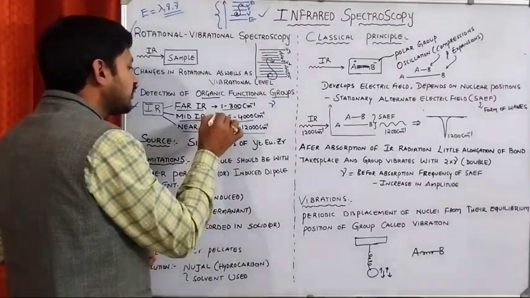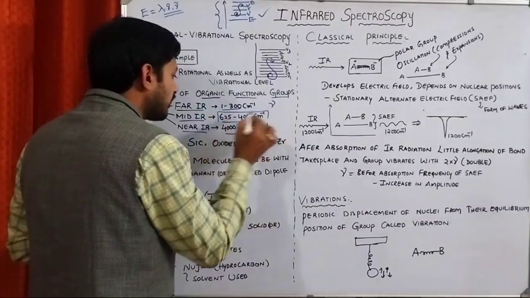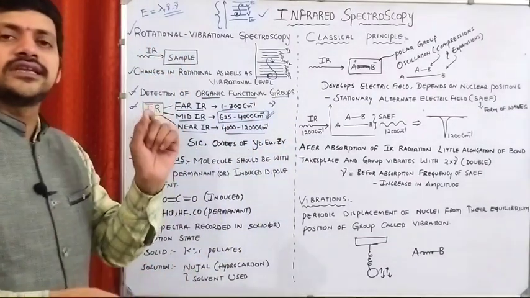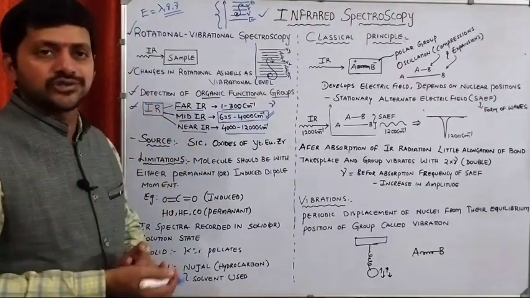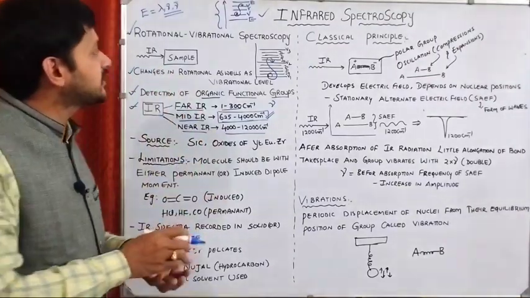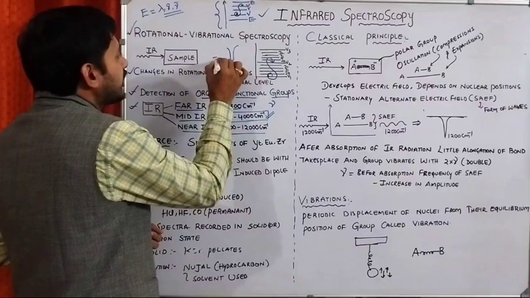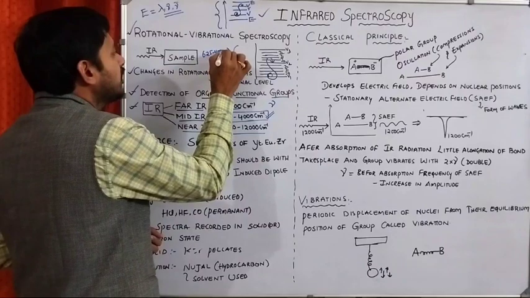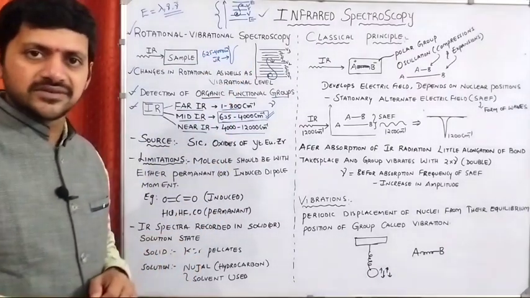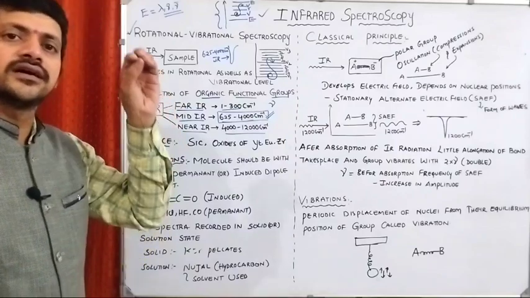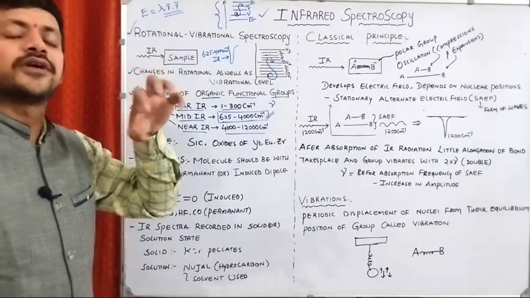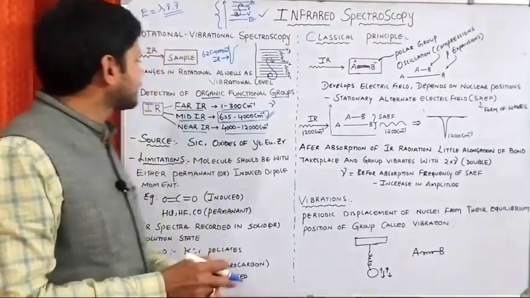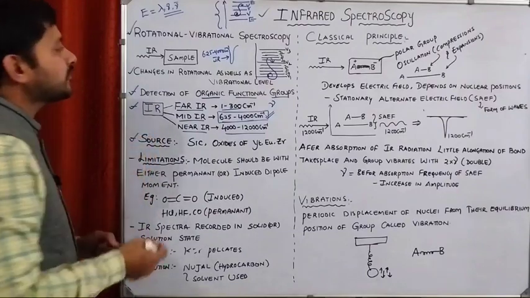In order to deduce the information of a particular organic compound, this particular region, the mid IR region, is very much useful. So whenever the sample interacts with the IR radiation, if the IR radiation has a frequency between 625 to 4000 centimeter inverse, we are going to get clear-cut information regarding the functional groups which are present in the different kinds of chemical compounds. Okay.